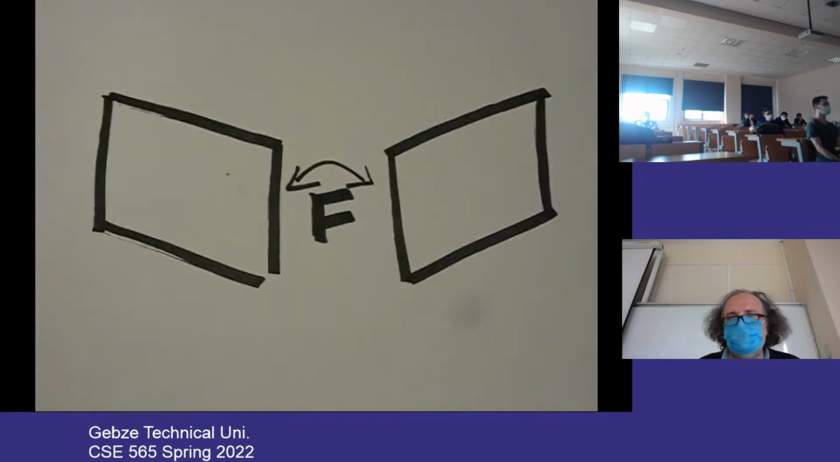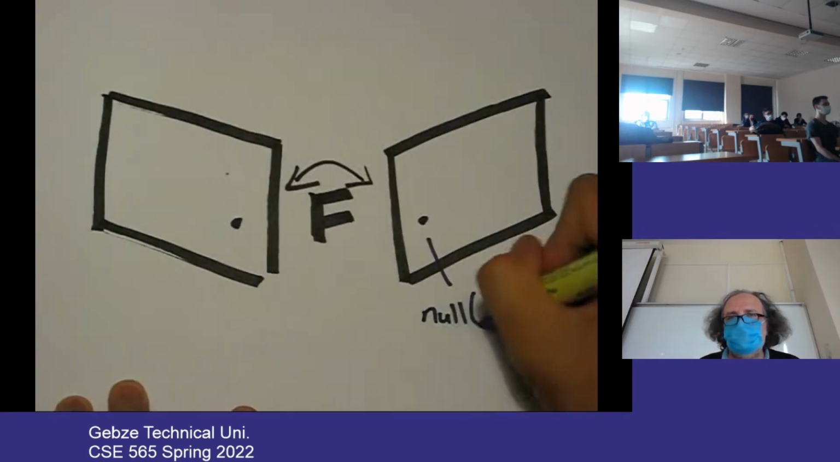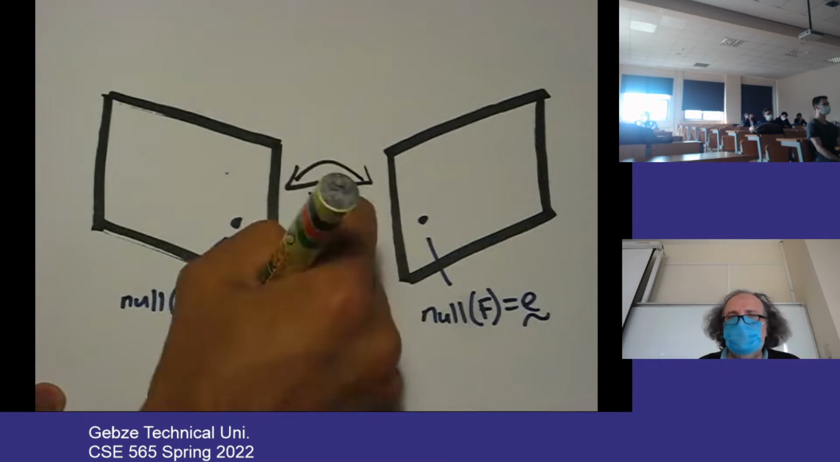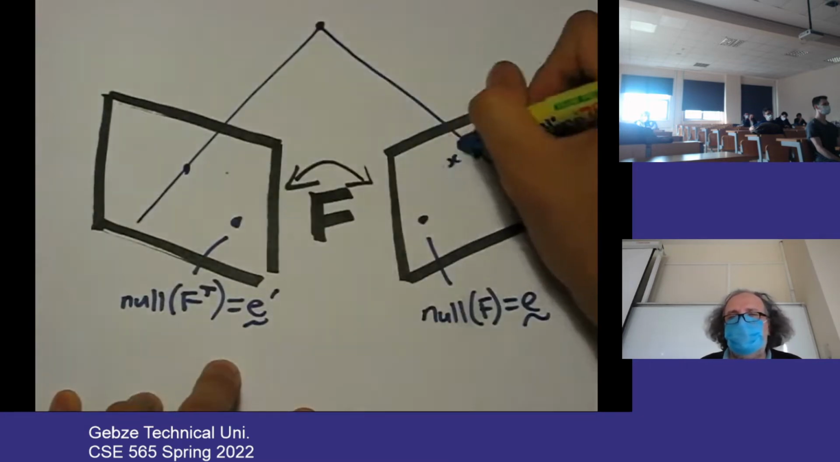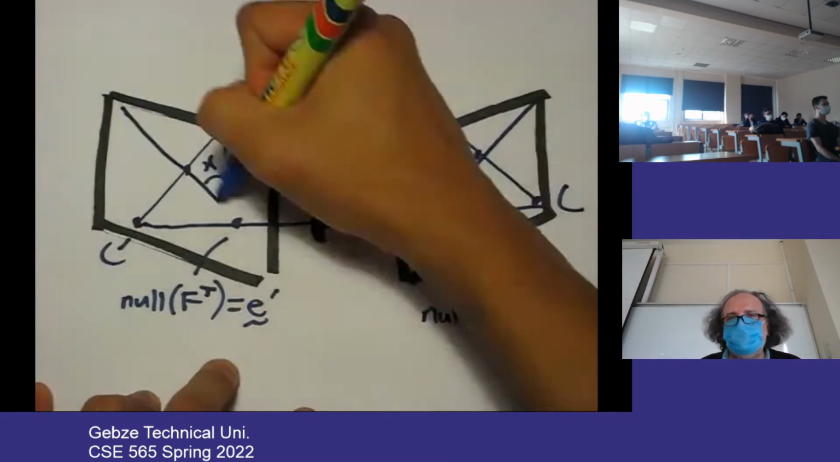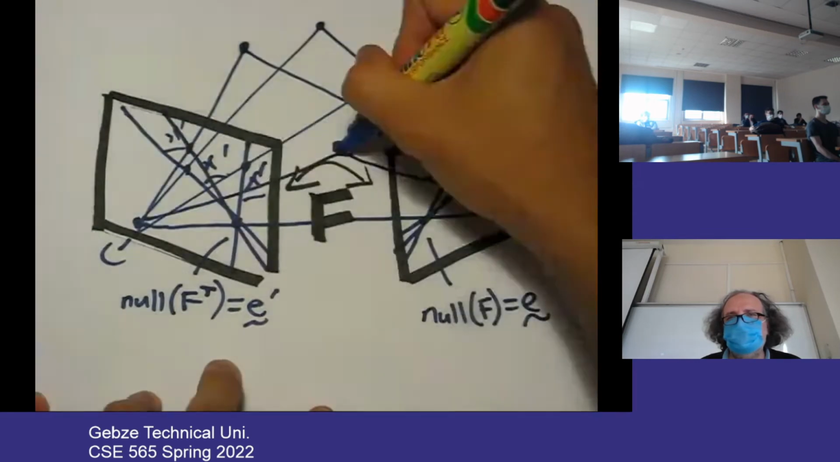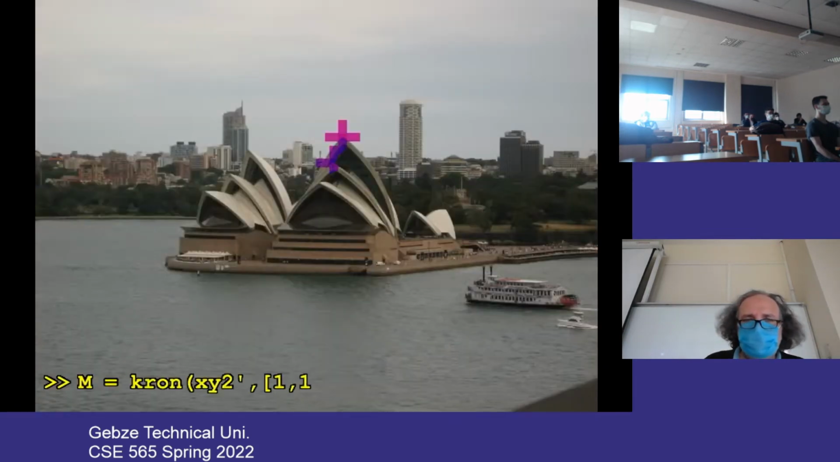Homogeneous design. The left and right null spaces of F are the epipoles E prime and E. Null space of F and F transpose. The epipolar lines should pass through these. It is a linear estimation.